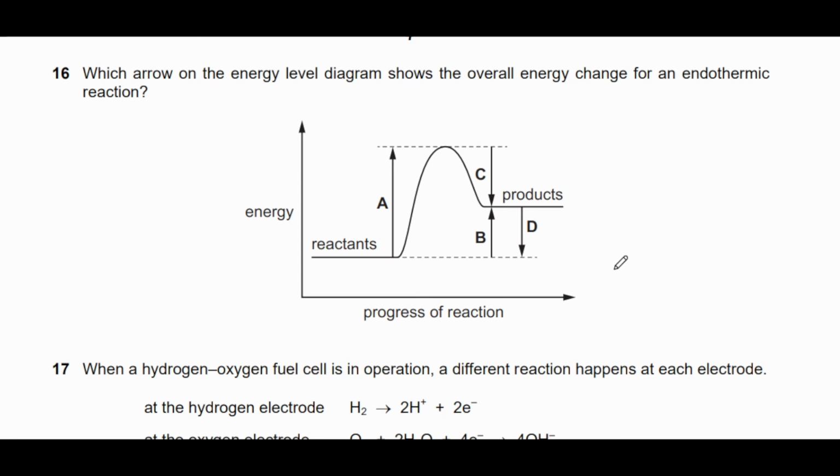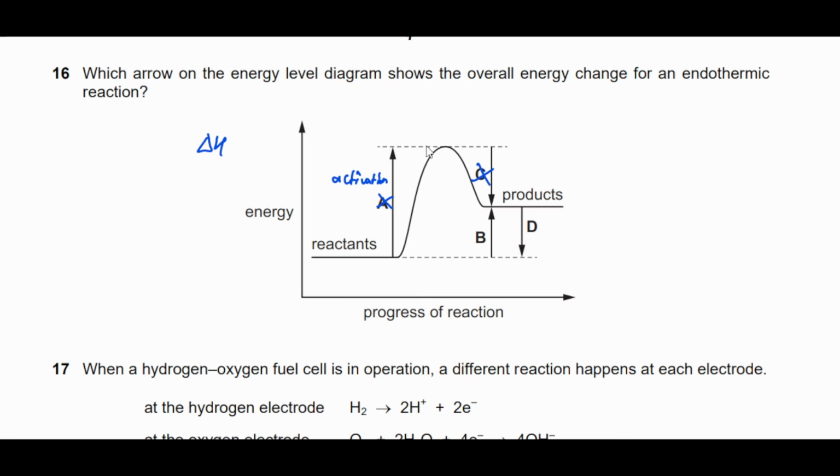Which arrow on the energy level diagram shows the overall energy change for an endothermic reaction? Whenever a reaction is endothermic, the products will have more energy than the reactants. So the overall energy change would be the difference between the products and the reactants, right? In this case, A is wrong because that's activation energy, right? C is wrong because it's activation energy minus B or D, so this cannot be the answer. So overall energy change is the delta H, so you want the energy difference. So it's either B or D, right?